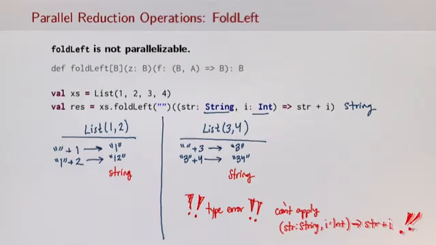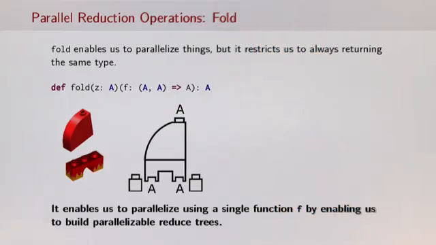So I hope that illustrates what we mean when we say that because the type has to change, we can't do this operation in parallel. Suddenly we can't combine these 2 individually computed pieces together anymore, due to the types. So this is why fold left is not parallelizable. So that brings us to the fold operation.